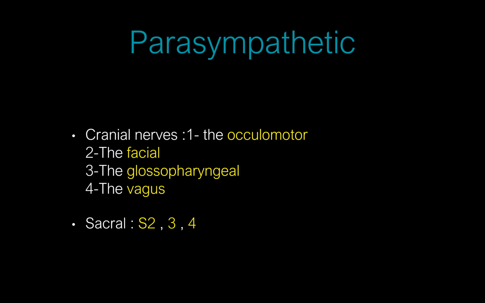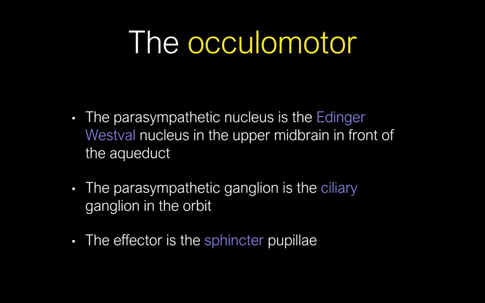Parasympathetic nervous system, the craniosacral system, as we said, some of the cranial nerves: oculomotor, third nerve, the facial, seventh, glossopharyngeal, 9, and the vagus, 10, and also the S2, 3, 4 segments. And as we said, the oculomotor system is present in the Edinger-Westphal nucleus, present in the upper midbrain in front of the aqueduct, and the parasympathetic ganglion for the oculomotor is the ciliary ganglion, and the effector is the sphincter pupillae.